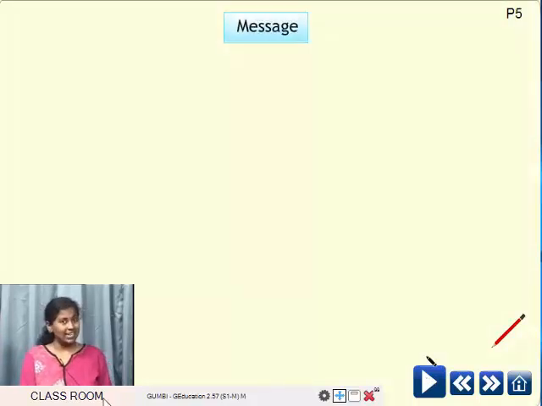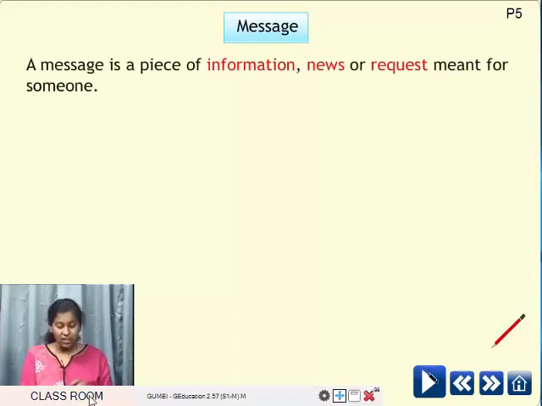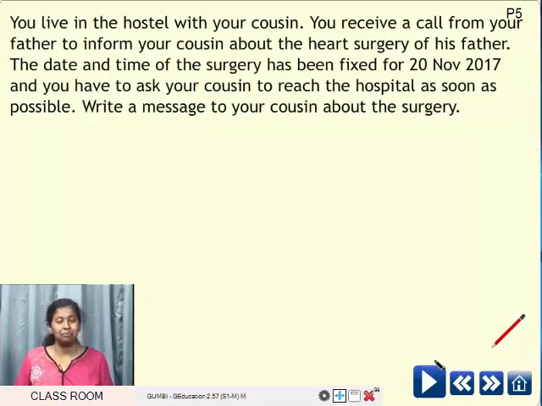So what do you mean by a message? What was that? Siddharth was giving the information to his mother, right? So message is nothing but it's just a piece of information or news or request meant for someone. So message is a piece of information, news or request which is meant for someone, right?